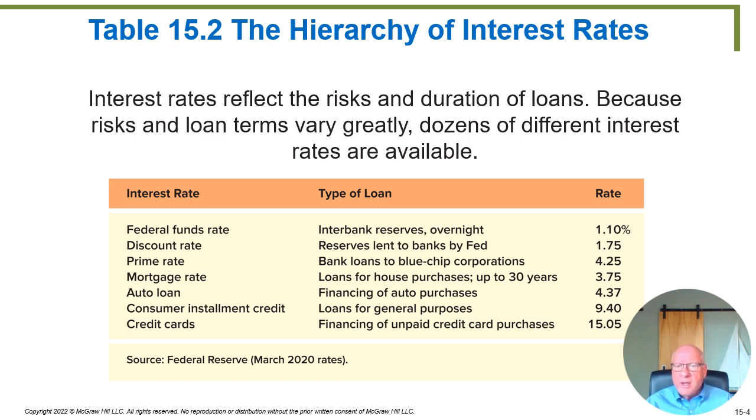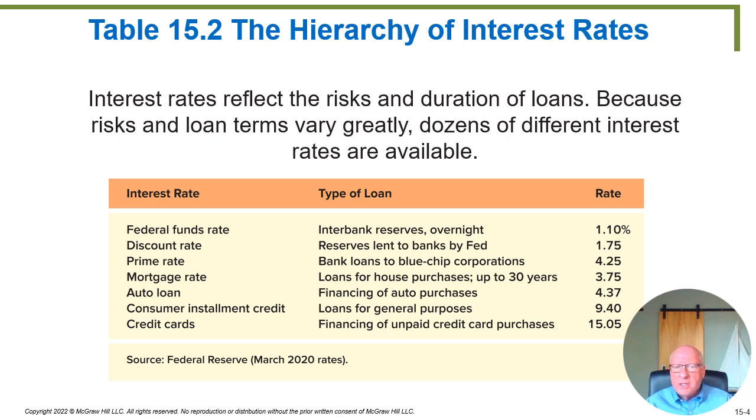Remember, the discount rate is the rate that the Federal Reserve charges to banks if the banks borrow money in order to cover their reserves. Now, the discount rate is higher than the Fed funds rate, so under normal conditions, banks usually prefer to go to other bankers to borrow to cover their reserve requirements. But if they had to, they could go to the Federal Reserve and do it at a higher interest rate. The next one down at 4.25% in 2020 was the prime rate.